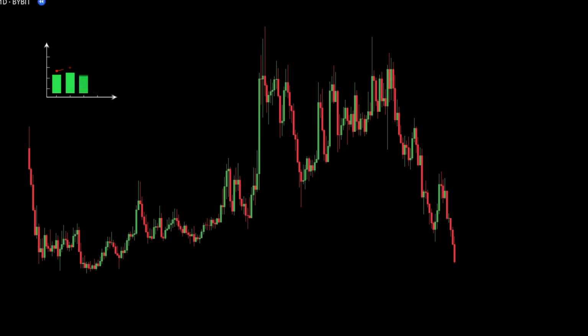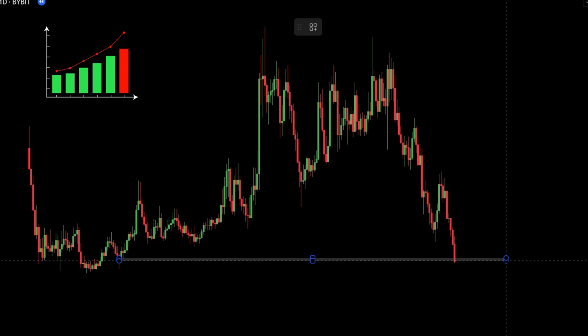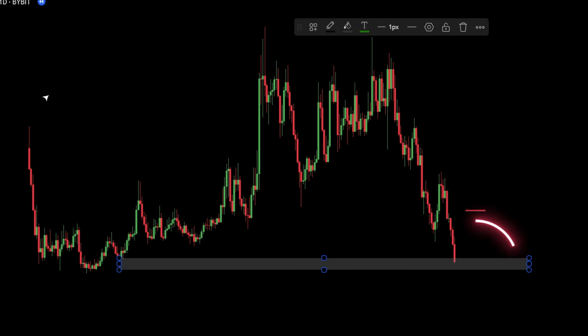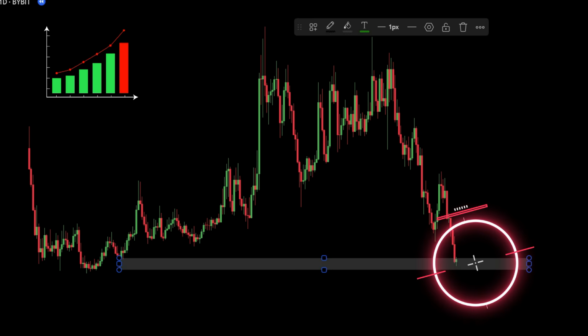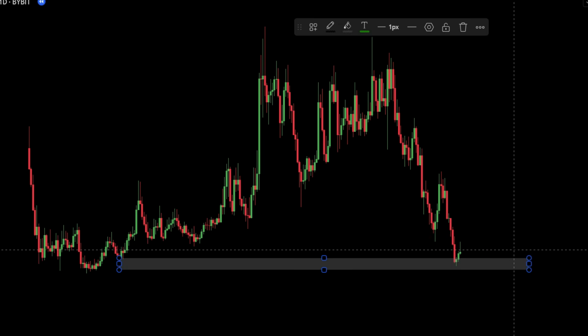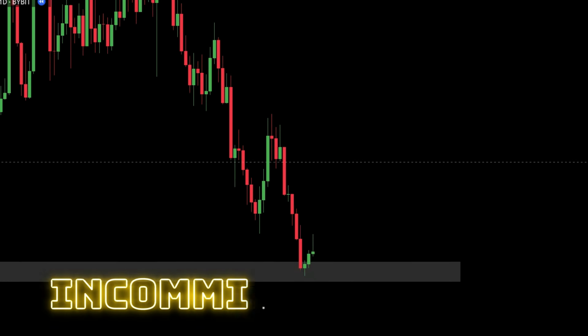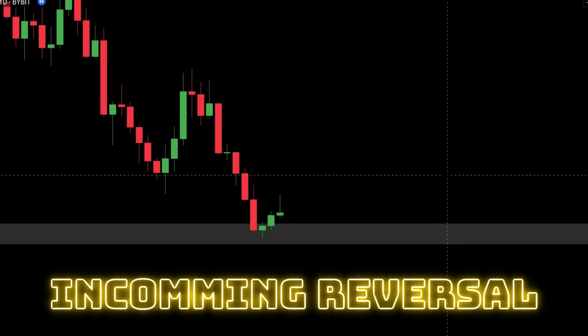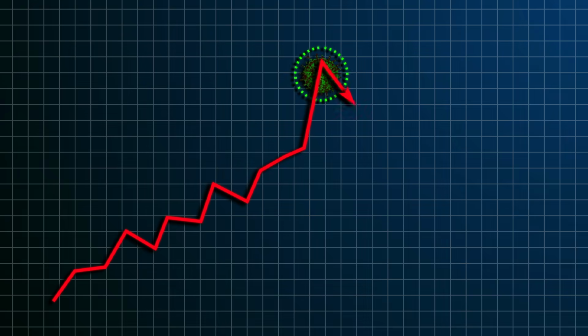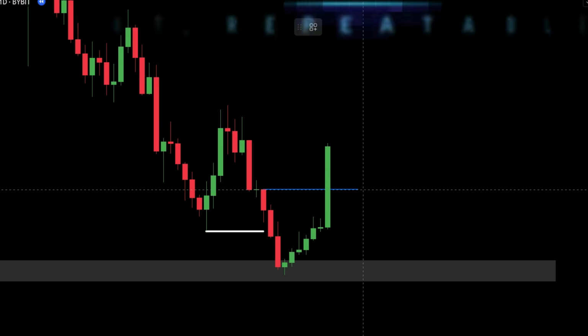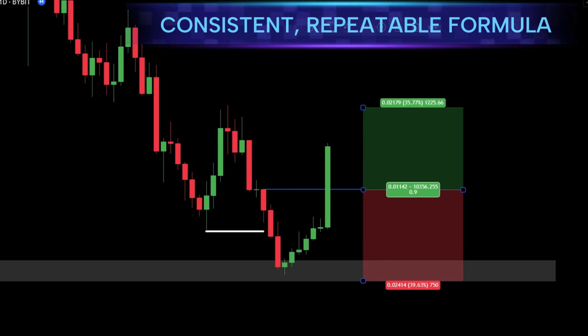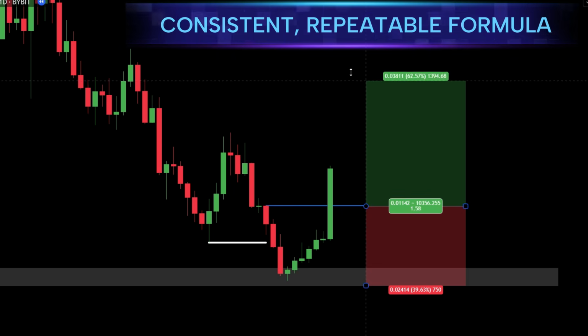If you're like most traders trying to apply SMC and ICT principles, you mark out your levels, you see liquidity being swept, you even catch signs of a possible reversal, but you still hesitate. Or even worse, you enter too early, get stopped out, and then watch price take off without you. It's not that you don't understand SMC principles, it's that you don't yet have a consistent, repeatable formula to confirm that the change is in fact real.